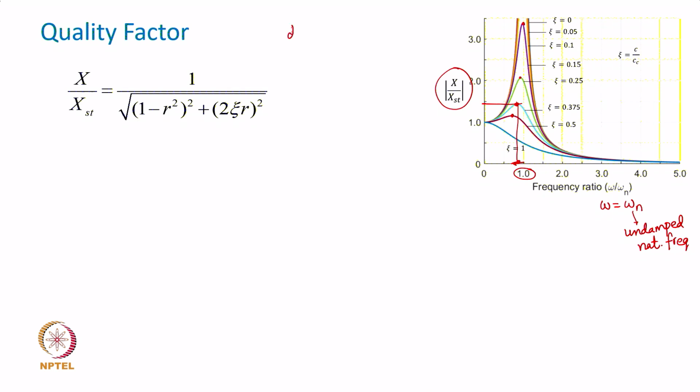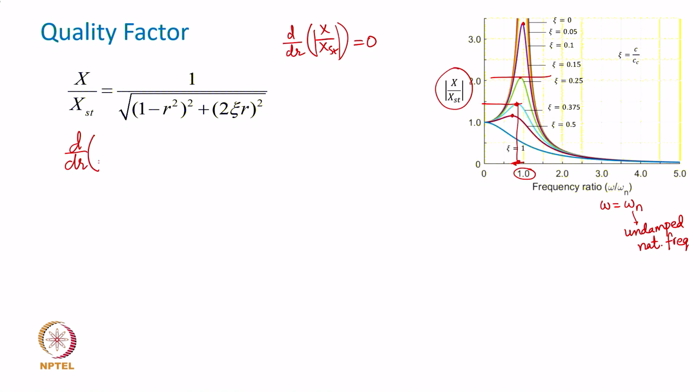So, if I take d/dr of this x over x_st and equate it to 0, because that slope has to be 0 at the peak value. If I equate this derivative taken with respect to frequency ratio r to 0 and solve that equation, I will get an expression for r. That part is of course left to you to figure out.